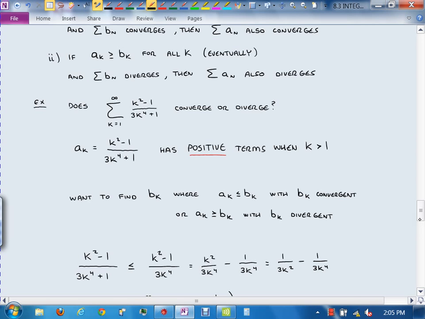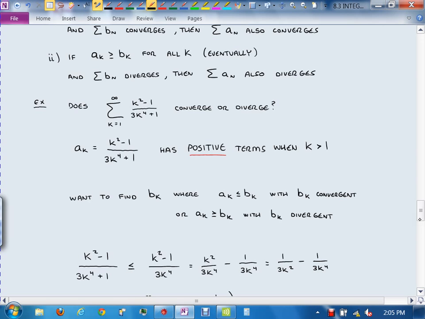And it's by using this comparison test. So what I'm going to do is this. I'm going to write out, first of all, the sequence. There's the sequence. And I put here it has positive terms as long as k is bigger than 1. So even though when I plug in 1 I get 0, once I get past 1, they're all positive, aren't they?